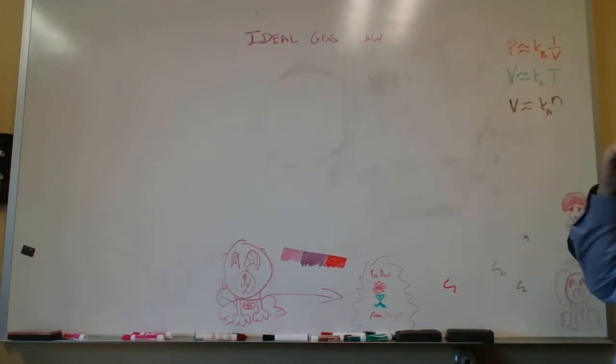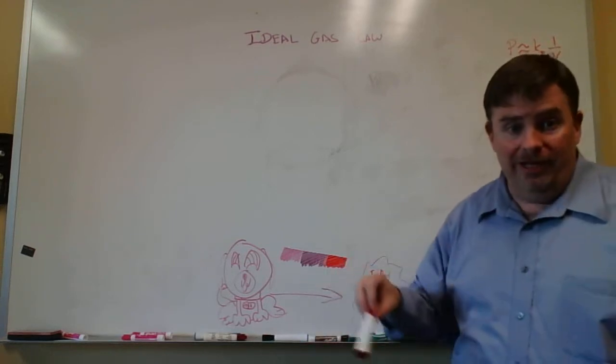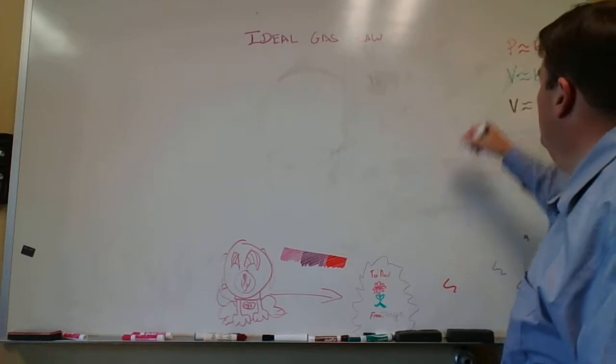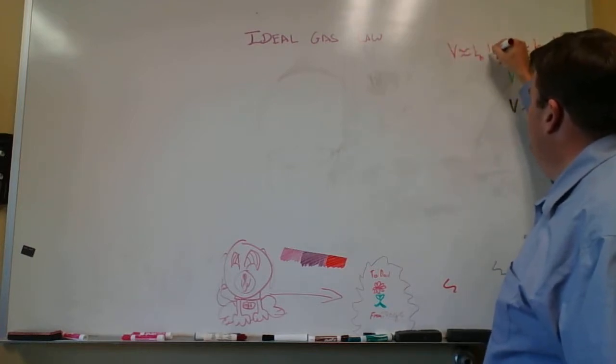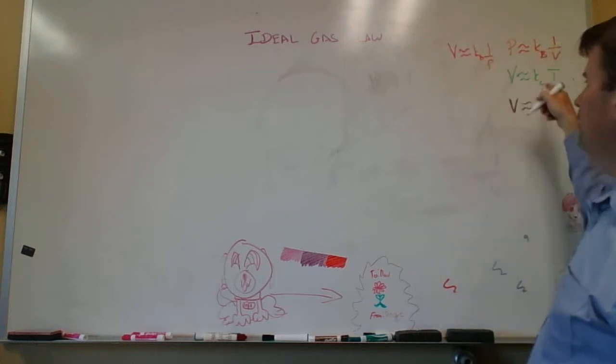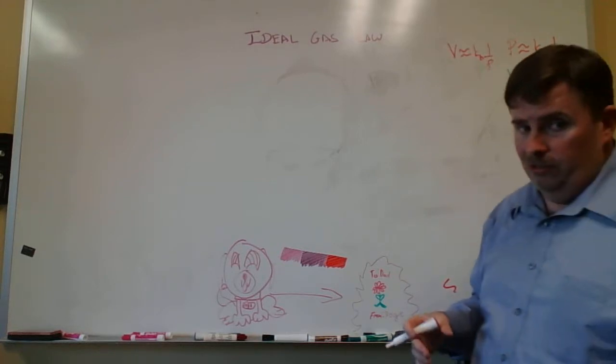If I look over here and I take volume, I'm going to swap the V and the P for Boyle's law. So V is now proportional to KB times 1 over P. So now volume is related to everything that we've got in these three laws. So let's combine them, because we can, because math.